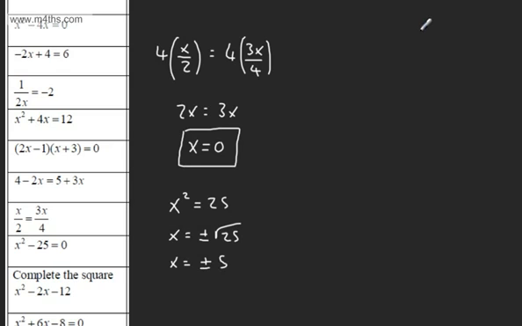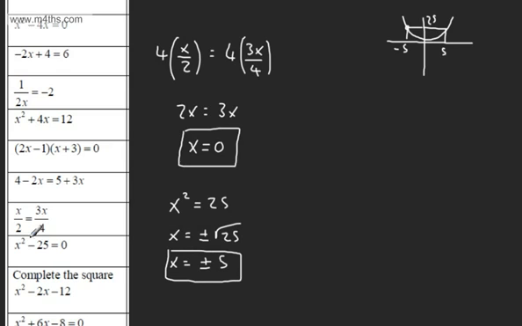Don't just put 5. If we think about the quadratic graph now, if you square a negative number, you get a positive value. So if we take now negative 5 and square it, and we take positive 5 and square it, we're going to get 25. Therefore, the answer is a plus or minus.